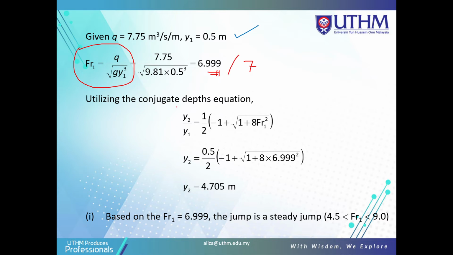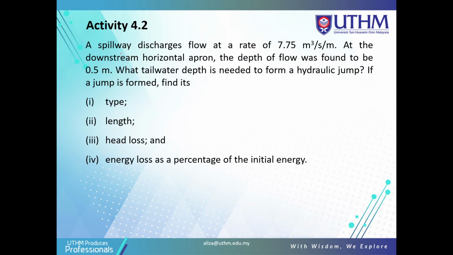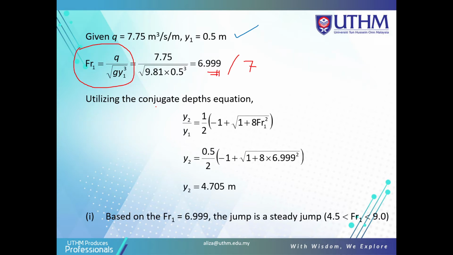So utilizing the conjugate depth equation, because this is based on the spillway, and this is based on the rectangular channel. You get the conjugate depth equation, so you use this formula here, y2 over y1. Because y1 is given, you must use this equation, with y2 on the left side, because you want to find y2. Put all the values here and you get y2.